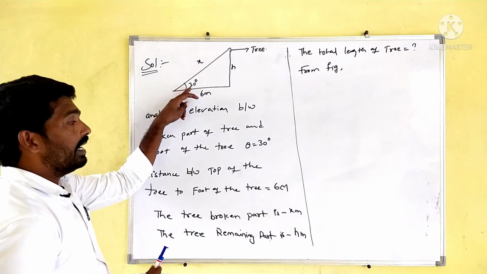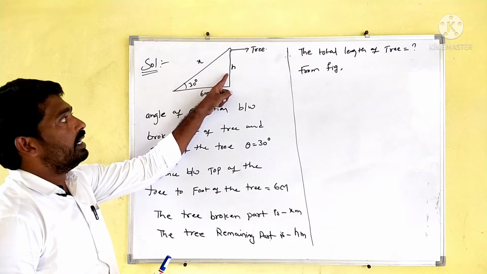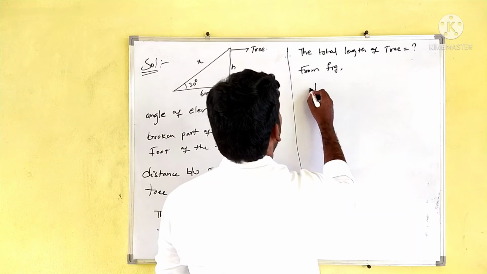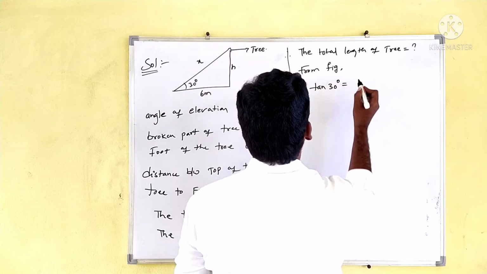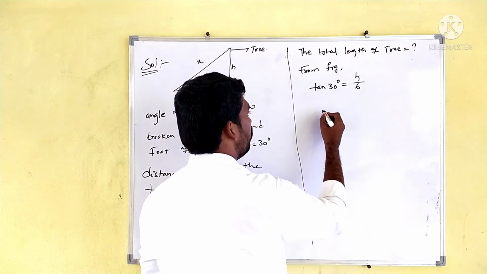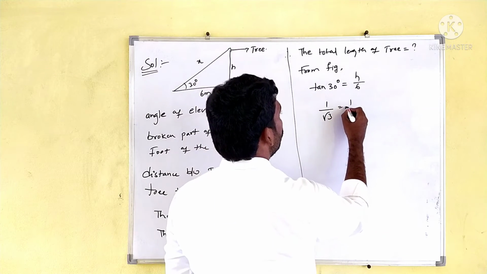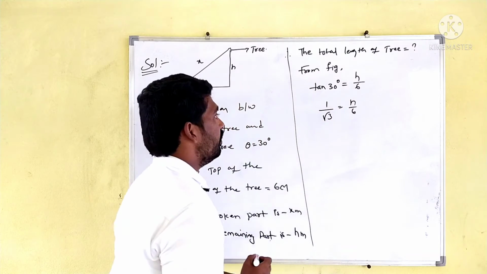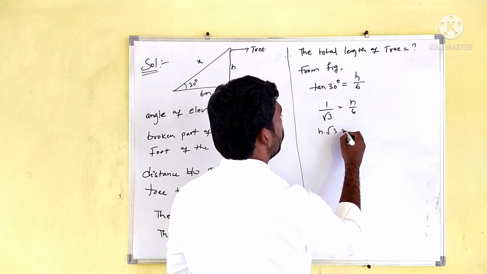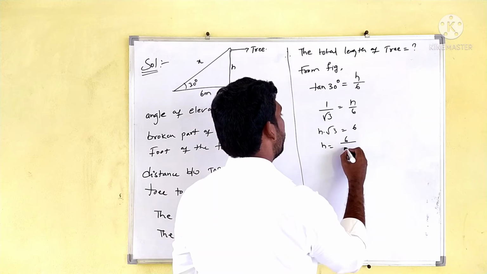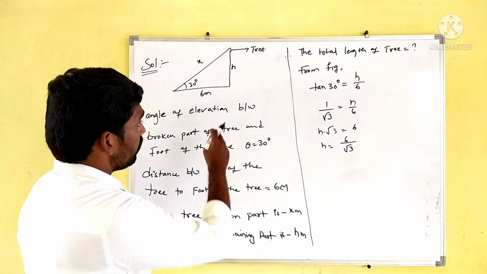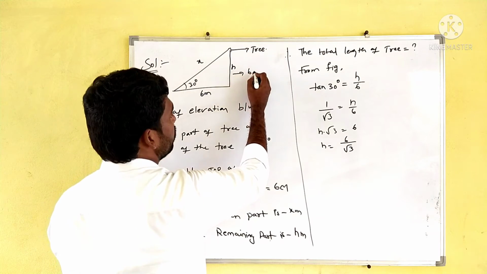Here an angle theta is there. Theta opposite side is height and adjacent side is 6. That means tan 30 degrees equals opposite side height divided by adjacent side 6. The tan 30 value we know is 1/√3, equals h by 6. We need only the h value. Cross multiplication: h into √3 equals 6, so h equals 6/√3.